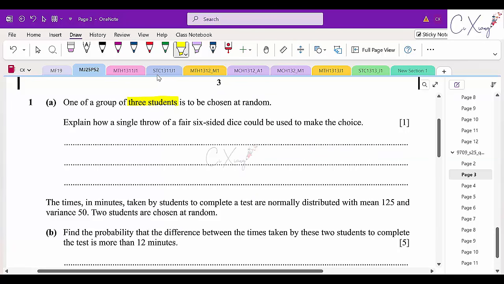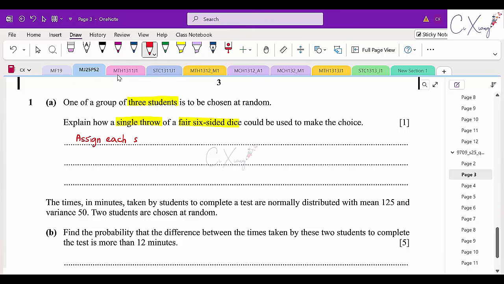Now they want us to explain how a single throw of a fair 6-sided dice could be used to make the choice. We have 3 students here, and we have 6 different scores for the 6-sided dice. So how can this be used to choose the students? We can assign each student 2 numbers, which are not repeated, from the dice.